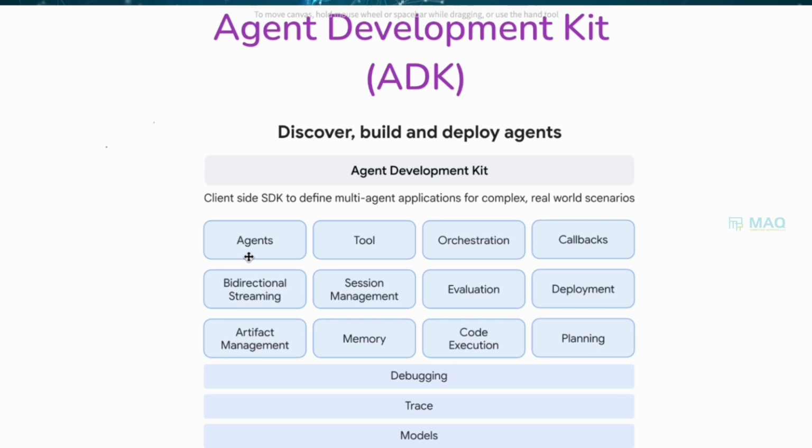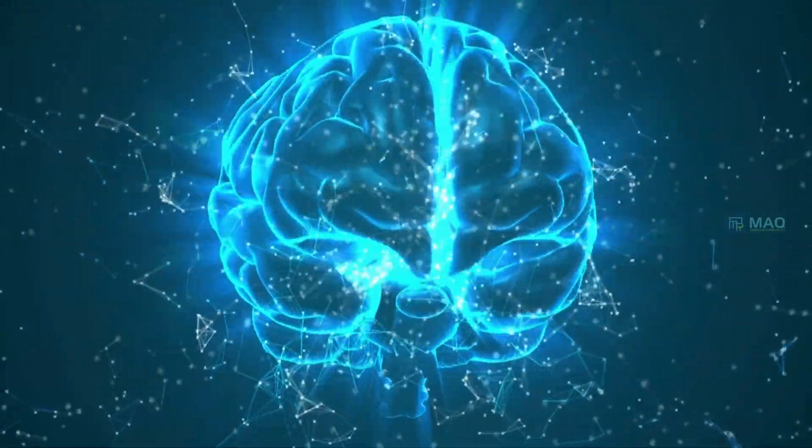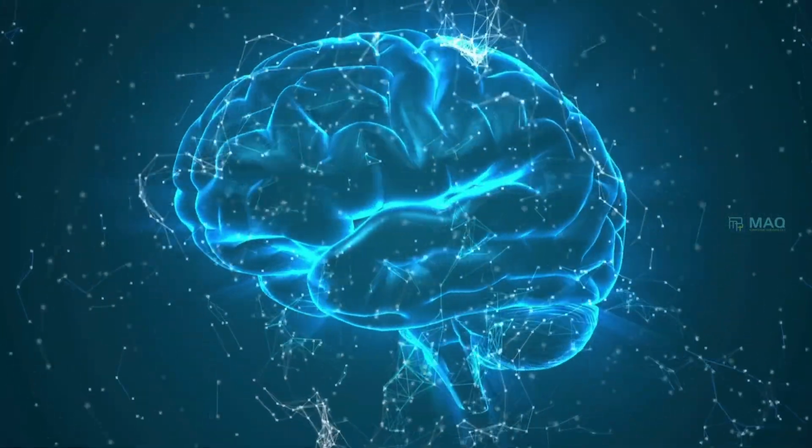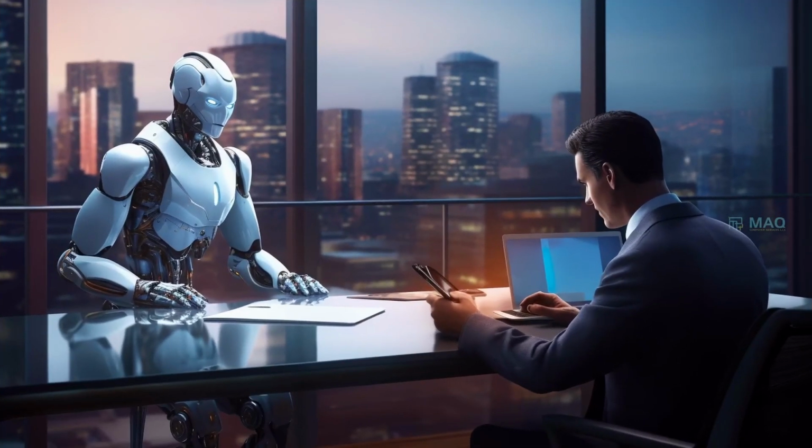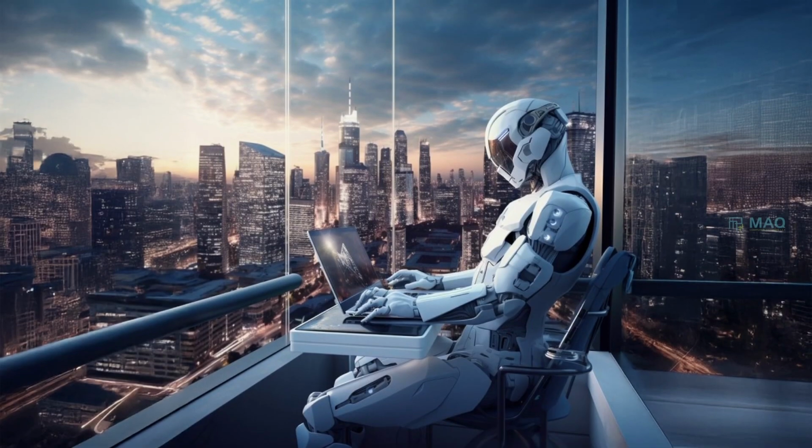Now let's discuss what are the key components in the Agent Development Kit. First one is the agents. An agent is like the brain of the system. It understands your instructions and decides what actions to take. For example, if you ask it to write a product description, the agent figures out how to get that done.